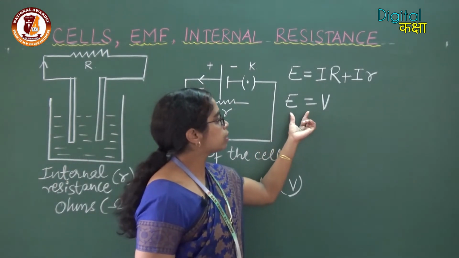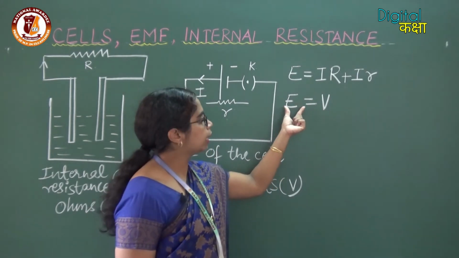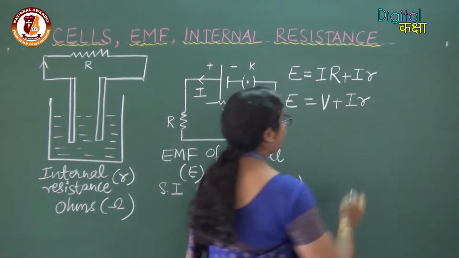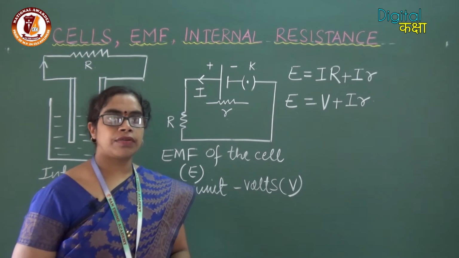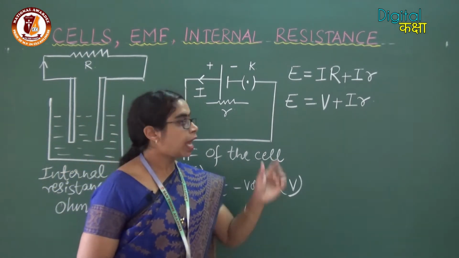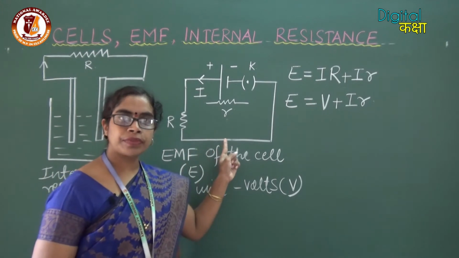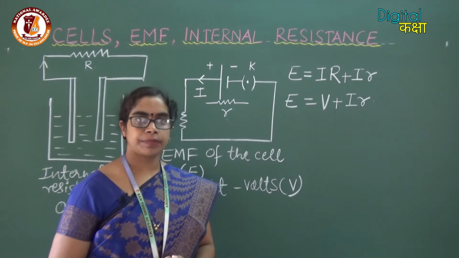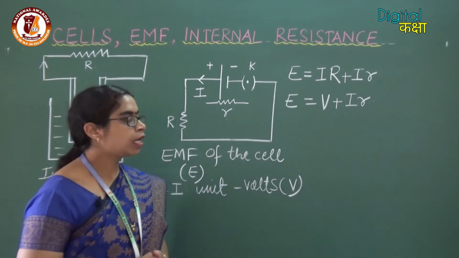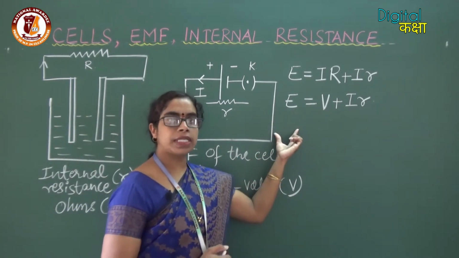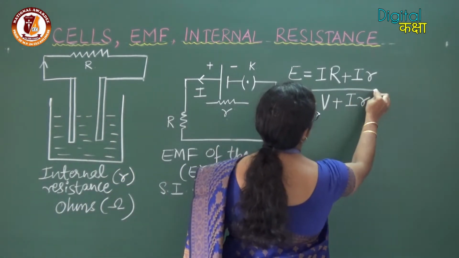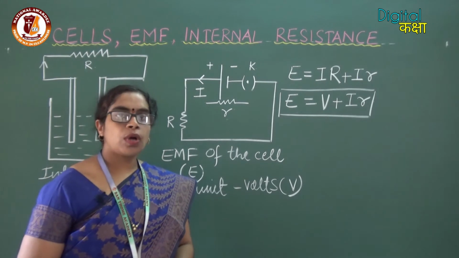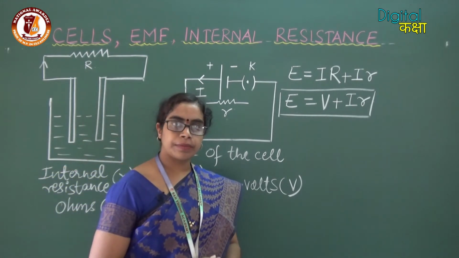So, in the next step I get the relation E is equal to capital V plus I into R. This condition, when the circuit is closed and current is drawn from the cell, is called the discharging state of the cell. So, in the discharging state, E and V are related by this formula. Next, we have to talk about the formula for the current.